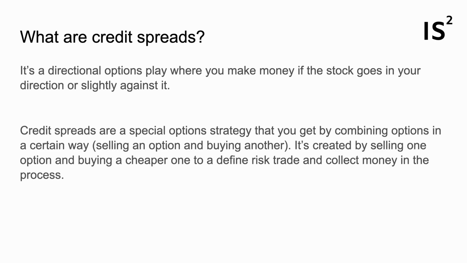Okay, what are credit spreads? Credit spreads are a directional options play where you make money if the stock goes in your direction or slightly against it. Credit spreads are a special option strategy that you get by combining options in a certain way, where you sell one and buy another. It's created by selling one option and buying a cheaper one to define the risk of the trade and collect money in the process. Don't worry about the complex words. I'm going to be giving you some image examples here soon.